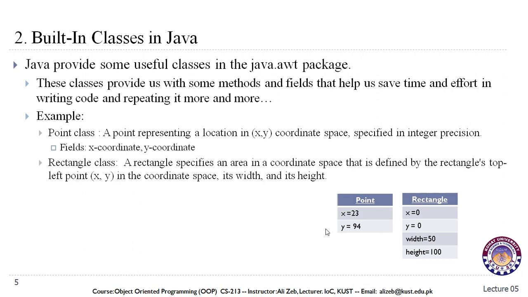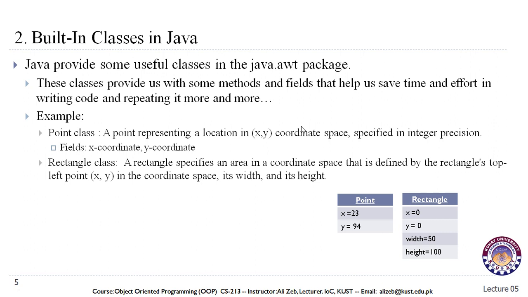And then we have the rectangle class. A rectangle specifies an area in a coordinate space that is defined by the rectangle's top left point xy, its width and its height. So the values for the xy variables will tell us the position of the rectangle on the xy plane. For example, if you want to draw a rectangle in this area, we'll need to specify the position where we want to draw it, and then provide the width and the height of the rectangle as well.